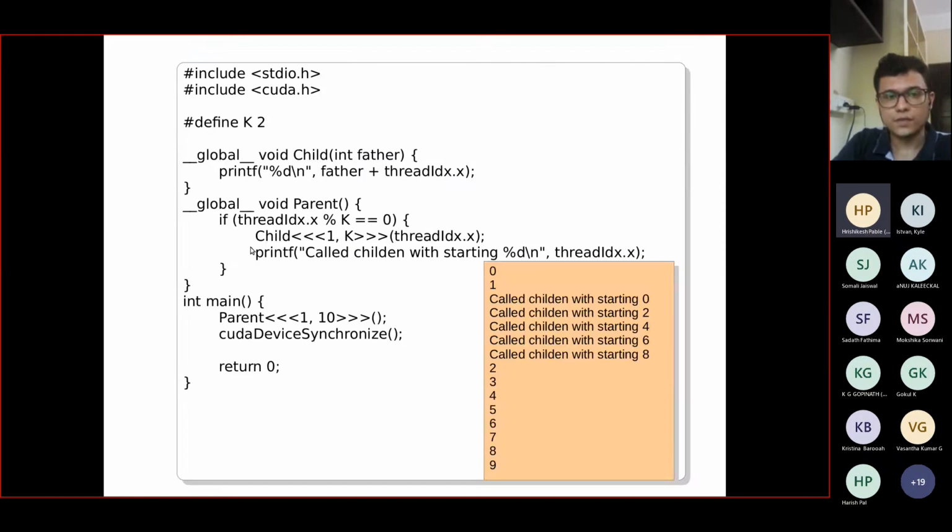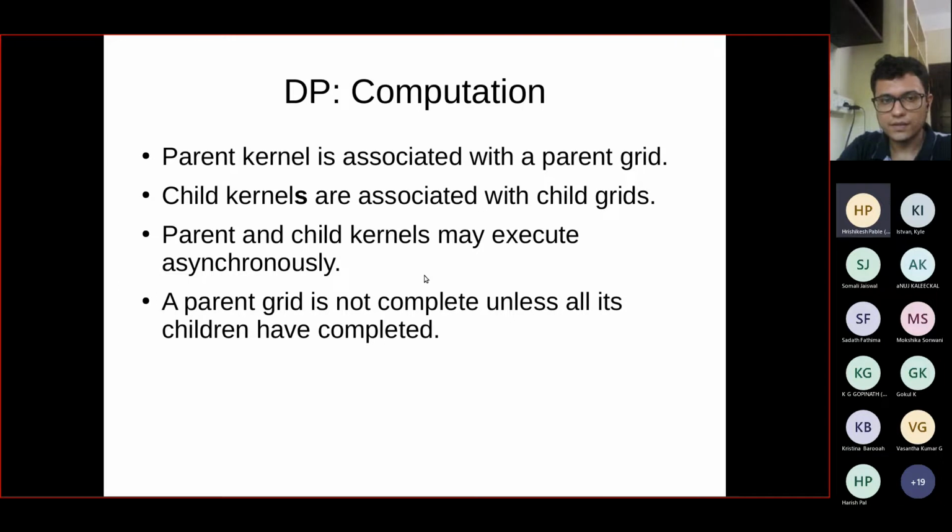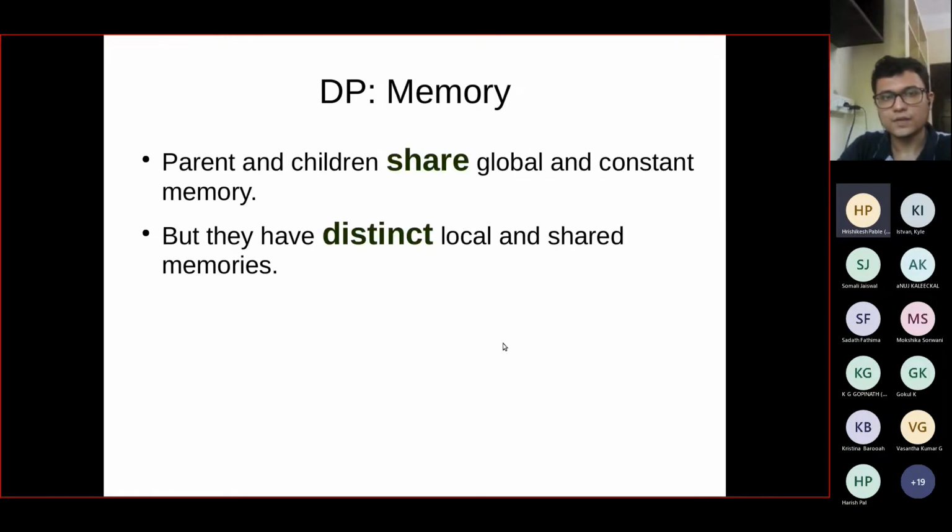What this point is trying to suggest is that parent threads and child threads can execute simultaneously, but the parent threads will execute statements that are after this launch. They can execute those statements, but the parent kernel will only end after all the child kernels are finished. Here, these printfs can be printed by the parent threads, but the parent kernel, which is ending here, will not finish until all the child kernels are over. So a parent grid is not complete unless all its children have completed.